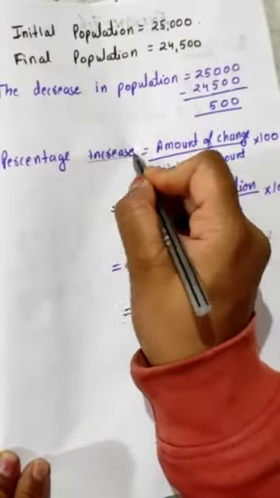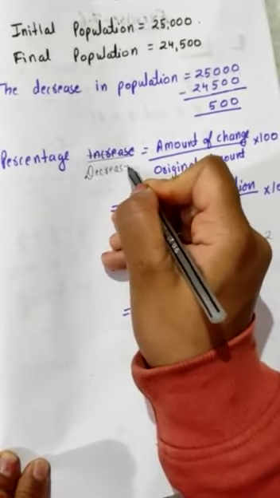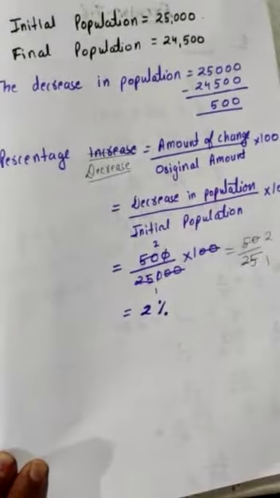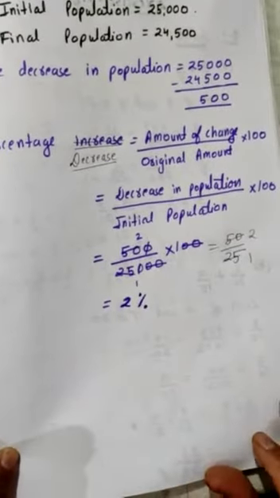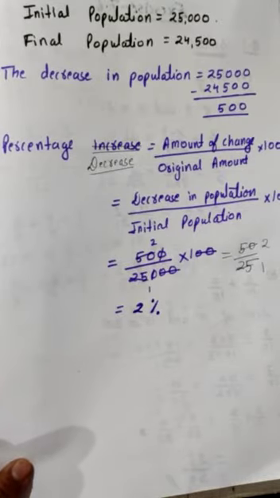Make a small change over here also. This is in case of increase, this is decrease, so percentage decrease. I hope all of you have understood. Now you have to do the fourth question, which is similar to this. So complete your exercise till question number 4. That's all for today. Thank you.